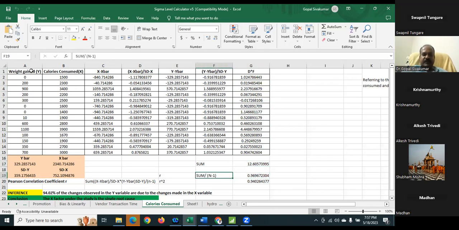Here N is 14, so n minus 1 will be 13. Degree of freedom. Now that is giving 0.969. And so R value is 0.97. Can you see 0.97 coming? This is how the 0.97 is coming.